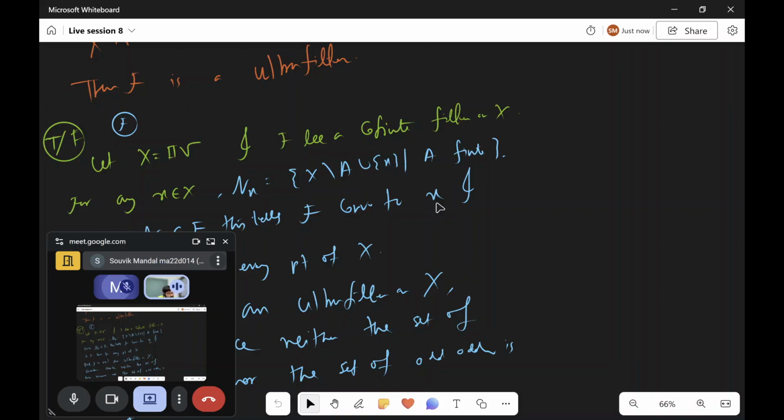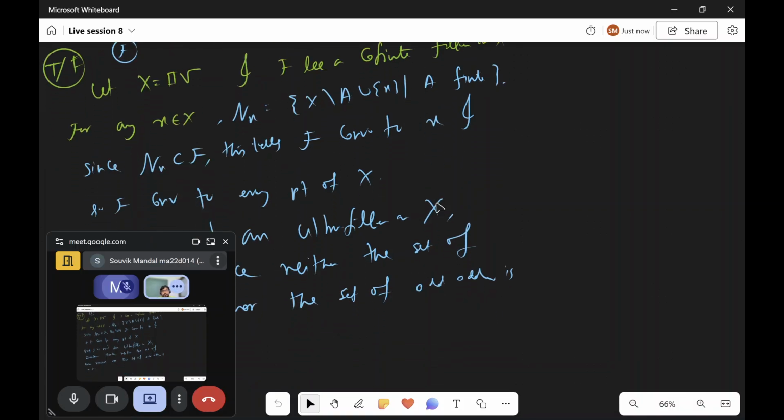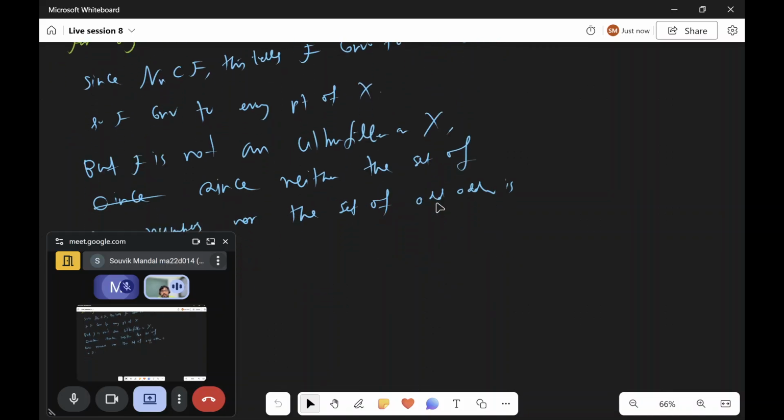Basically, we choose the set of natural numbers as the space, and F is the cofinite filter on X. Then for x in X, N(x) is contained in F, this tells us F converges to x, so F converges to every point of X. But F is not an ultrafilter on X, since neither the set of even numbers nor the set of odd numbers is in F. So Mustaq, is the argument clear? Please let me know.